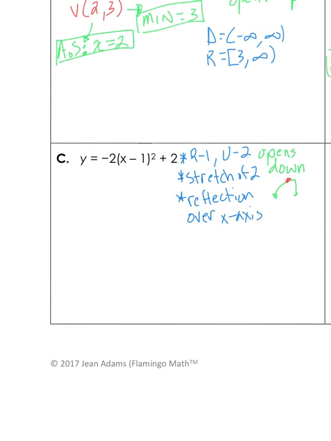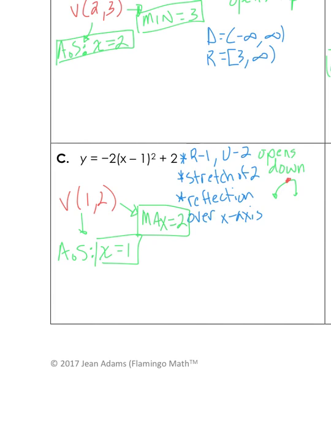Now the vertex is positive 1, positive 2. Opposite, same. From that vertex, I get the axis of symmetry. X equals 1. And because I have a maximum, because this is at the top, I have a maximum value of 2. That will help me with my range.